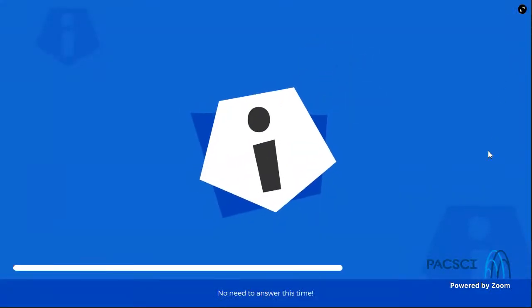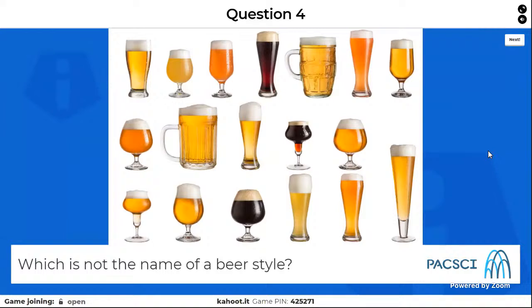I think we're on to another beer round, a beer question. We really should.